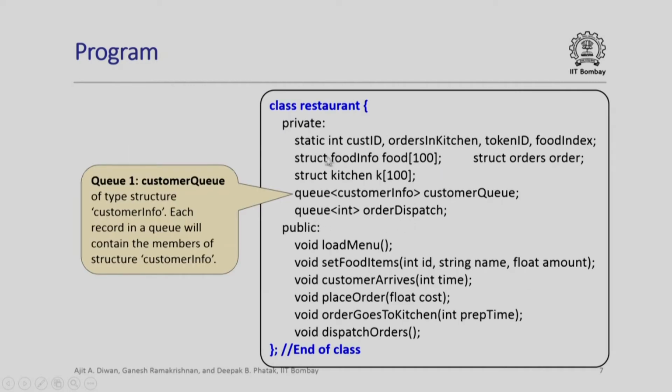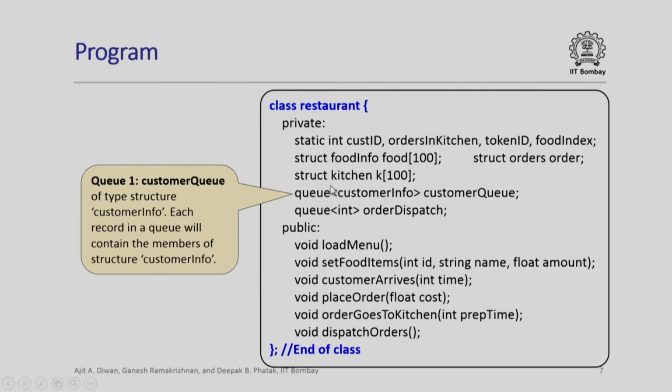Let us now define the class restaurant. First, the private members. We will put a static customer ID with which we will start assigning customer ID numbers to different customers. We will have orders in kitchen, token ID, etc. We have the struct type kitchen with say 100 items, and food info which again has 100 items.